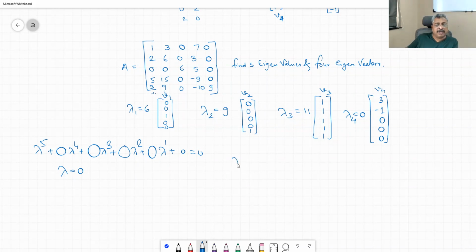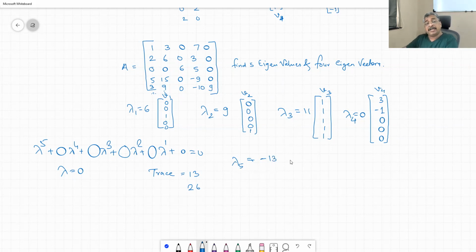Now we are supposed to find lambda 5. Who will help us? Trace will help us. Minus 9 plus 9, 0, 13. Trace is 13. And what is the sum of all the lambda values that we have got? 26. Okay, so lambda 5 is minus 13.